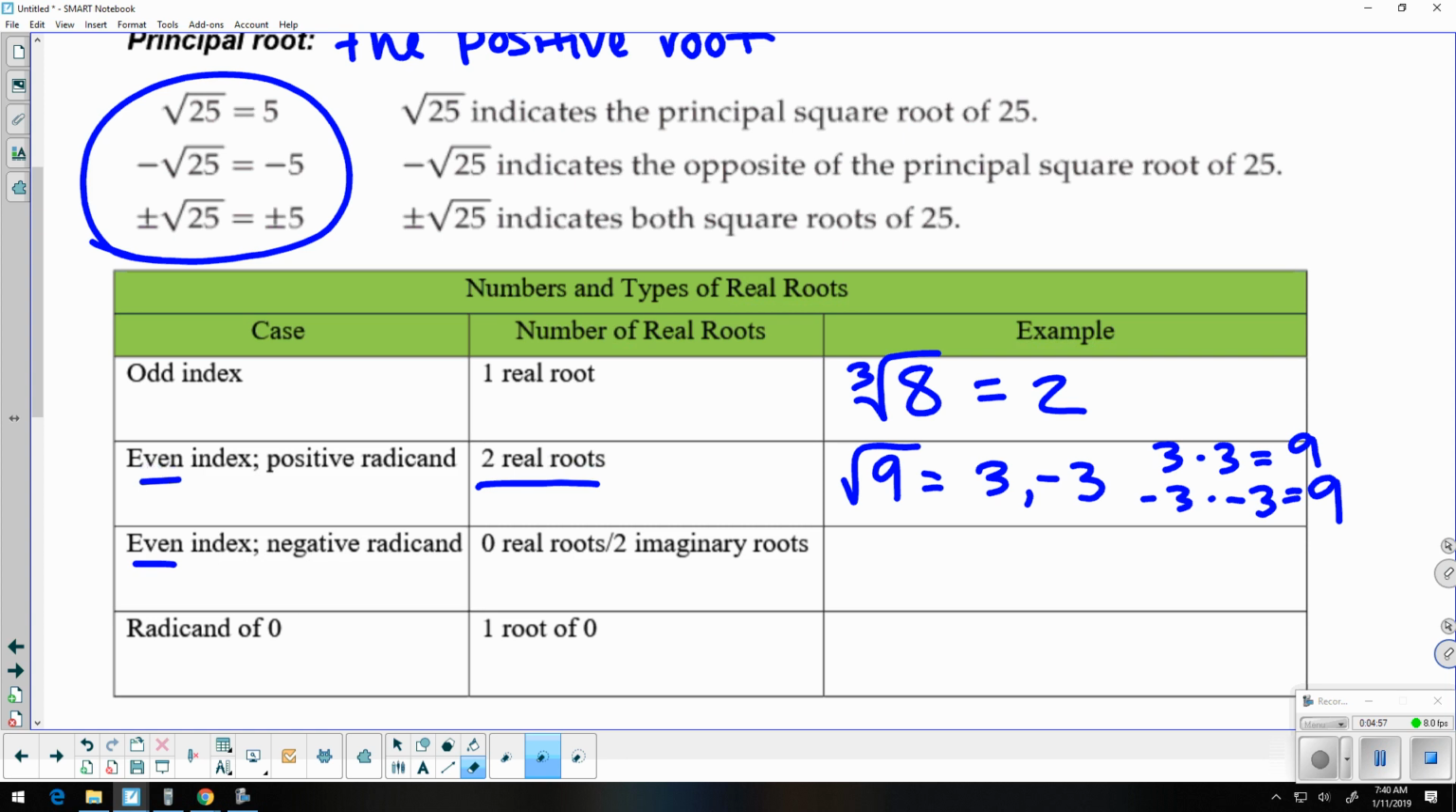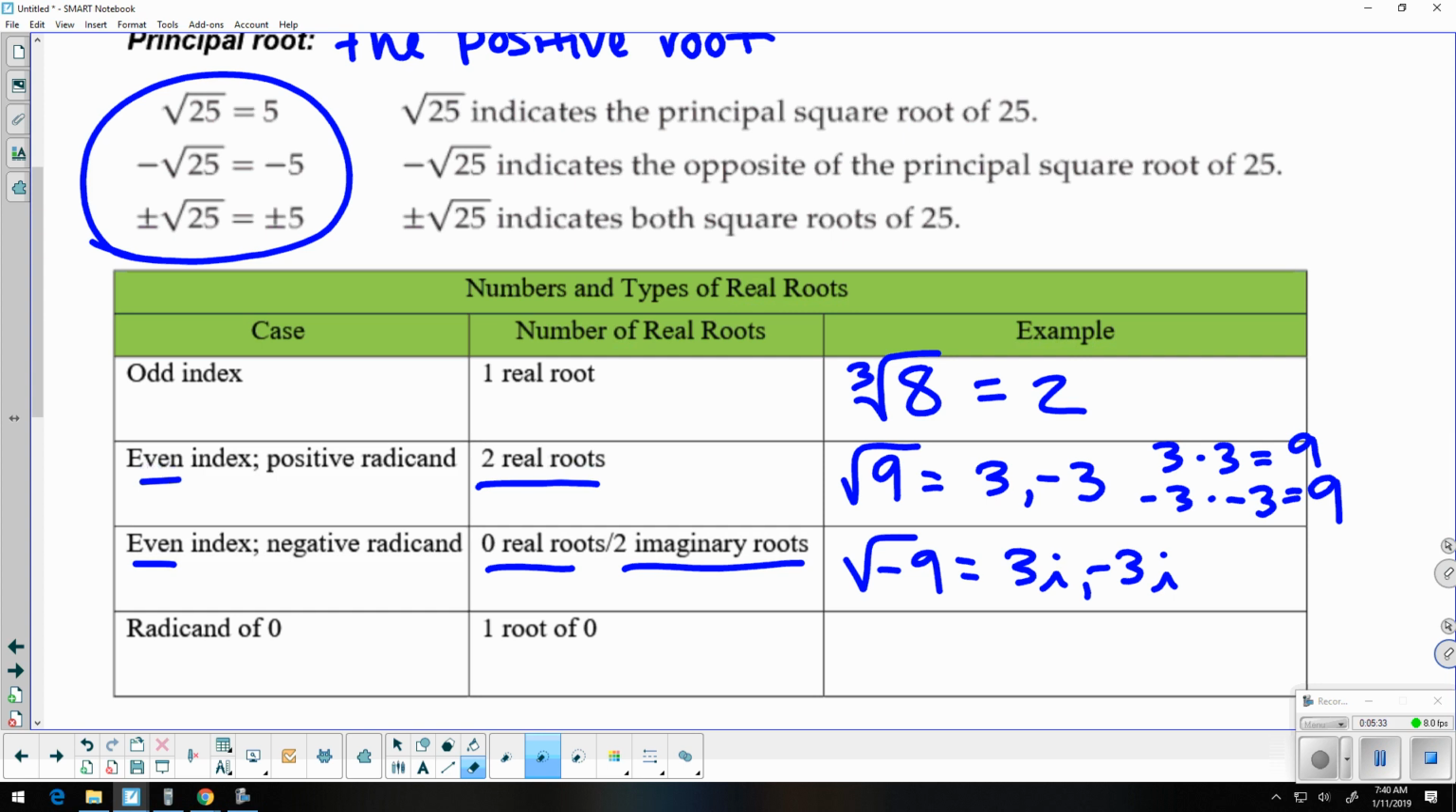Okay, for the next one though, if you have an even index, but now you have a negative radicand. So underneath is going to be a negative value. So let's say I'm taking the square root of -9. Negative number underneath. You're not going to have any real roots. There's 0 real roots, but there's 2 imaginary roots. Again, technically speaking, you'd have positive 3i and also negative 3i. And again, for the same reason as right above. If I multiplied 3i times 3i, that would be -9, but so is negative 3i times negative 3i. But like I said up above, if I'm asking for just the square root of -9, technically I'm only asking for the principal square root.